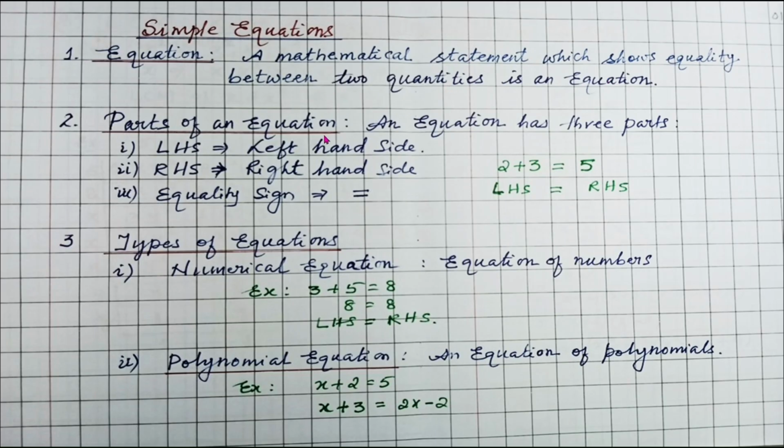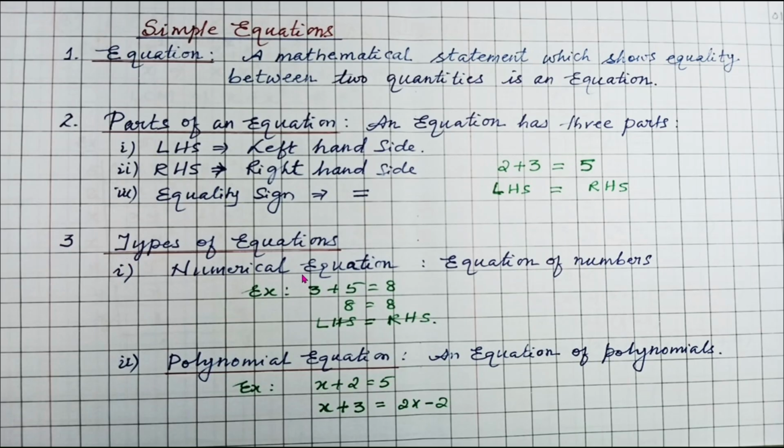The parts of an equation are the LHS, RHS and equality sign. That means an equation has three parts. It has got LHS, that is left hand side, it has got RHS, that is right hand side, and equality sign. Now if you take an example here, 2 plus 3 equal to 5. 2 plus 3 is on LHS and 5 is on RHS, and there is equality sign between them. 2 plus 3 is equal to 5 is an equation.